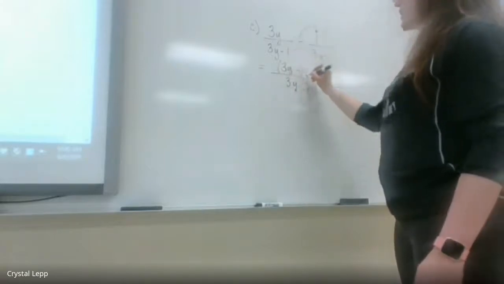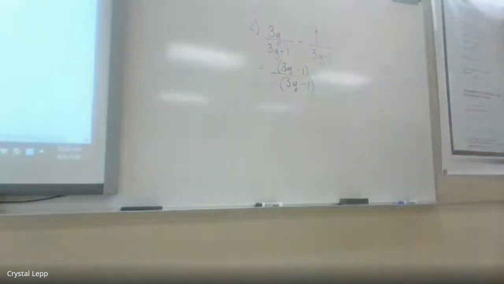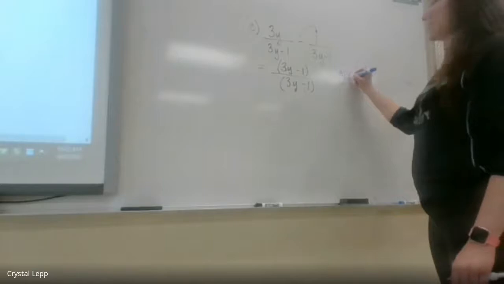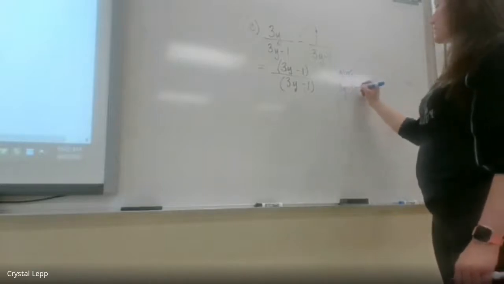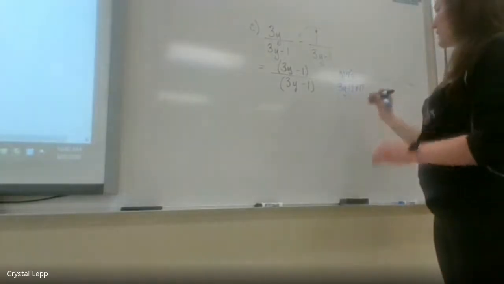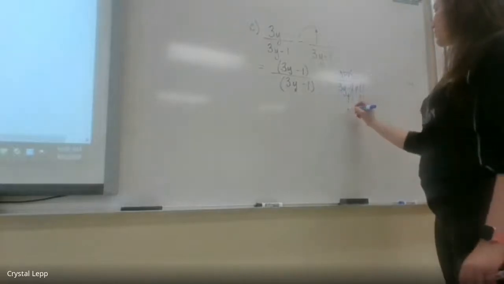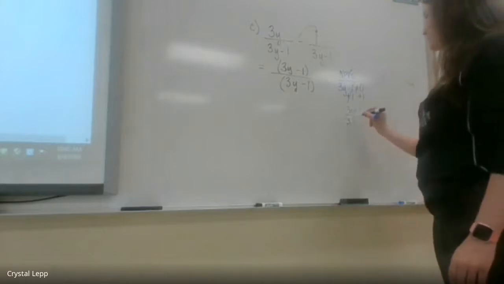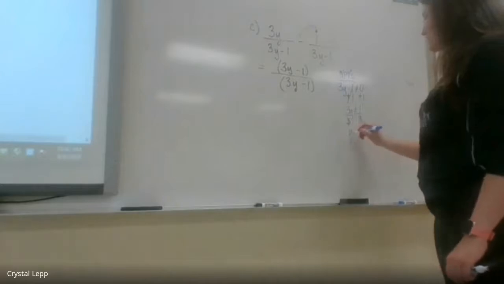Oh my goodness, they completely match. I'm going to get excited and want to cancel them off, but I can't cancel them off until I state non-permissible values. So my NPVs are going to be 3y minus 1 cannot equal 0. So I have to add 1 to both sides. 3y cannot equal 1. And then I have to divide by 3. And I get y cannot equal 1/3.